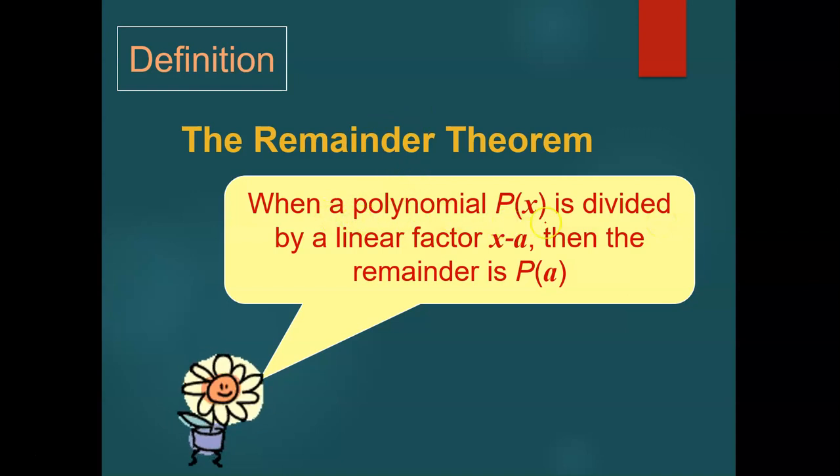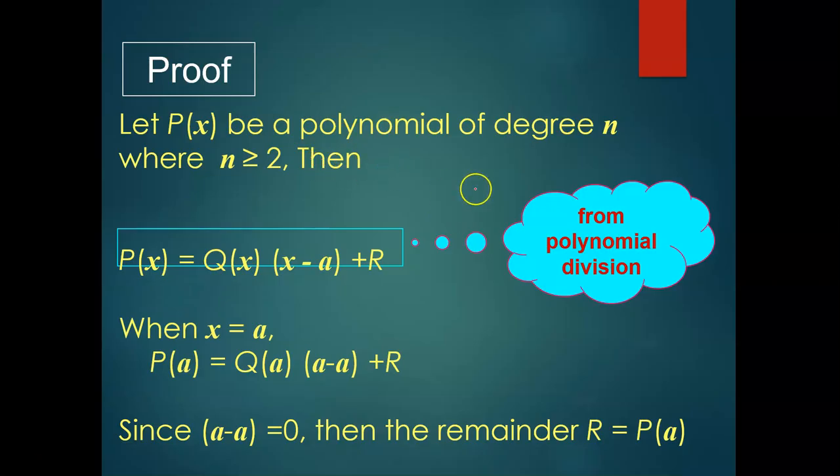When a polynomial p(x) is divided by a linear factor, make sure it is a linear factor, linear meaning that the power is 1, then the remainder is p(a). So how do we prove this? This proof is just for your extra knowledge.